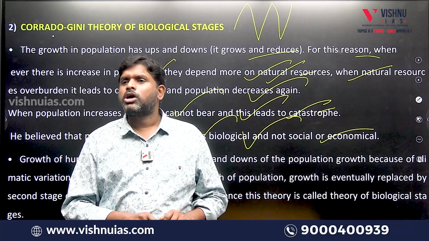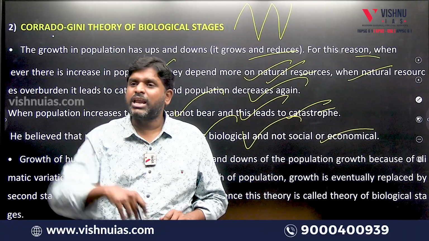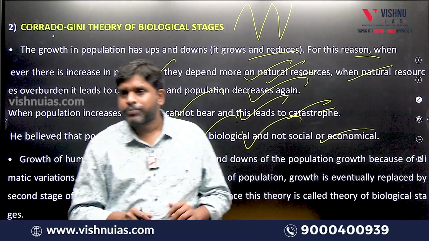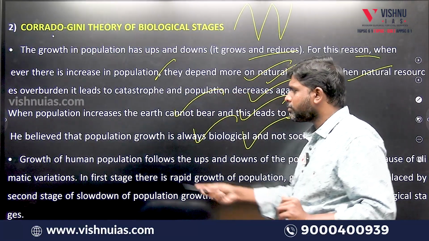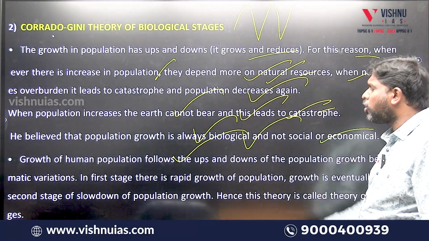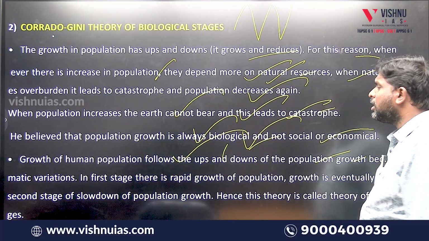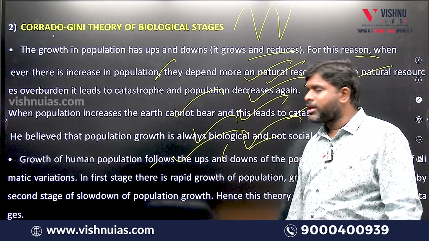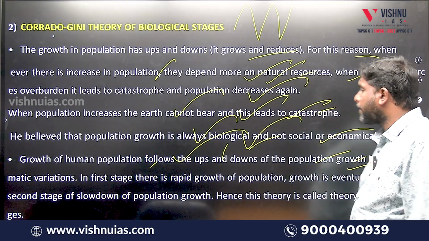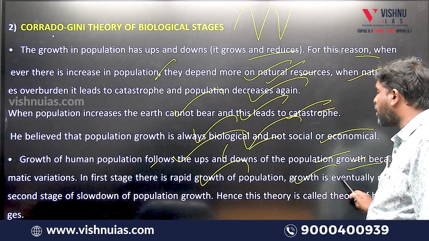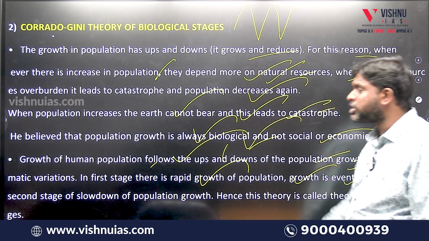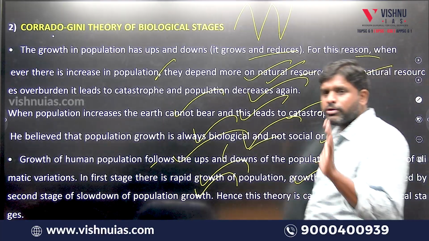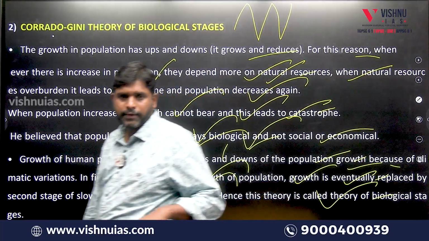Hence, he gave the Corrado Gini theory of biological stages: increased stage, decreased stage. Growth of human population follows the ups and downs because of limited resources and climatic variations. In the first stage, there is a rapid growth of population. This growth is eventually replaced by a second stage of slowdown of population growth. Hence, this theory is called the theory of biological stages.